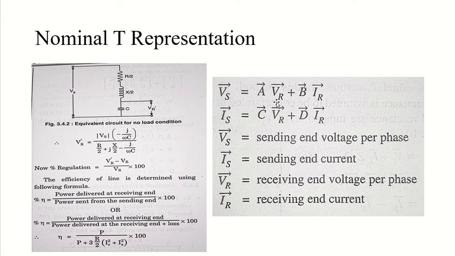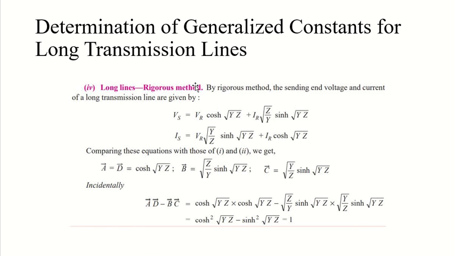Vs is equal to A into Vr plus B into Ir, and Is is equal to C into Vr plus D into Ir. Now compare these two equations with the equations which we just came up with. Vs is equal to Vr cosh under root yz plus Ir under root z by y sinh under root yz, and Is is equal to Vr under root y by z sinh under root yz plus Ir cosh under root yz.